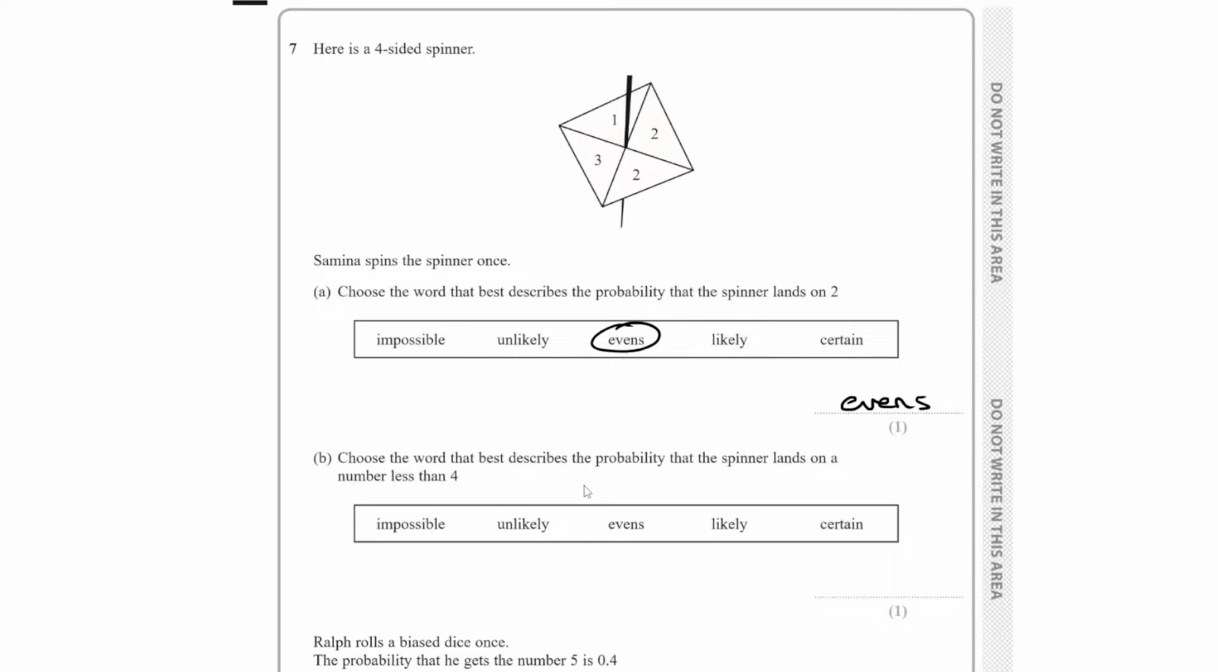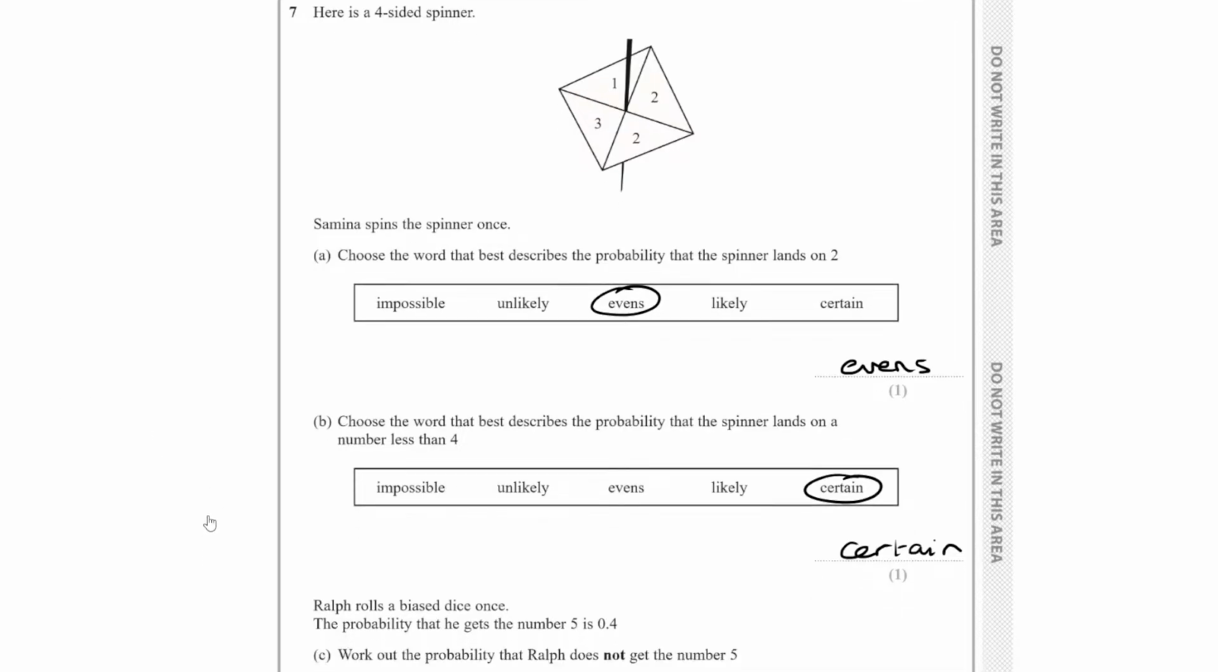And then choose the word that best describes the probability that the spinner lands on a number less than 4. So if you think about it, 3, 2, and 1 are all less than 4, aren't they? So that's certain, isn't it? That's 100% guaranteed, because all of the options that could happen are less than 4 anyway. So let's just scroll up because we've got part C down here as well.